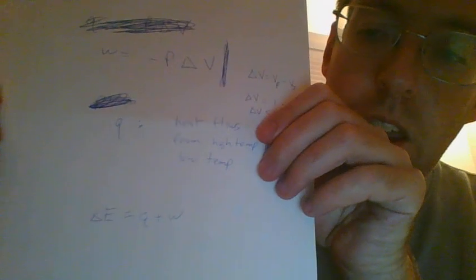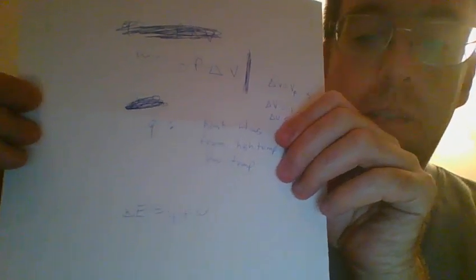To figure out delta E, the equation you need to know is delta E is equal to Q plus W. If both Q and W are positive, that means delta E is going to be positive. If both Q and W are negative, then delta E is going to be negative. If one is positive and the other is negative, we would actually need to know the numbers and not just the signs in order to figure out the sign of delta E. So that's it. Thank you.